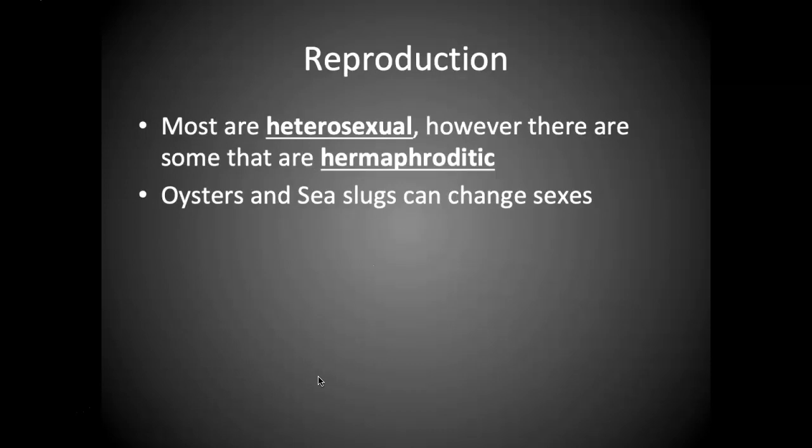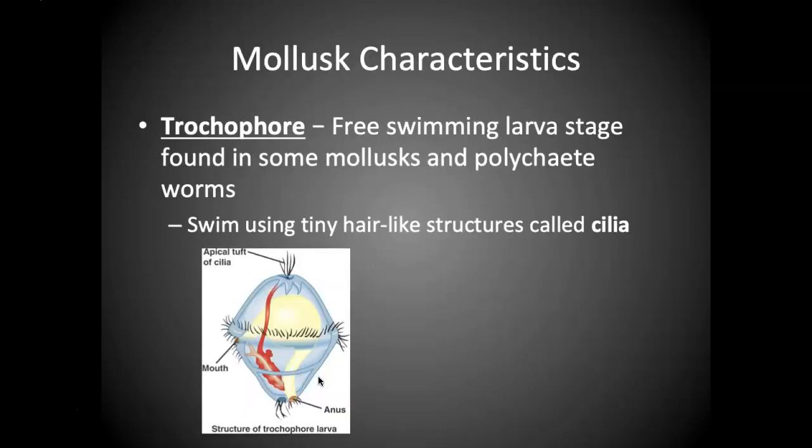Okay, how they reproduce. Most are going to be heterosexual, meaning once again there's going to be a male and a female. Okay, however, some are going to be hermaphroditic, which means they contain both the male and female reproductive structures. What's kind of cool is that there's some of these organisms, like our oysters and our sea slugs, that can actually change their sex. So two males may meet up, and then one may actually change to be a female in order for the two to reproduce. So that's unique to our mollusks.